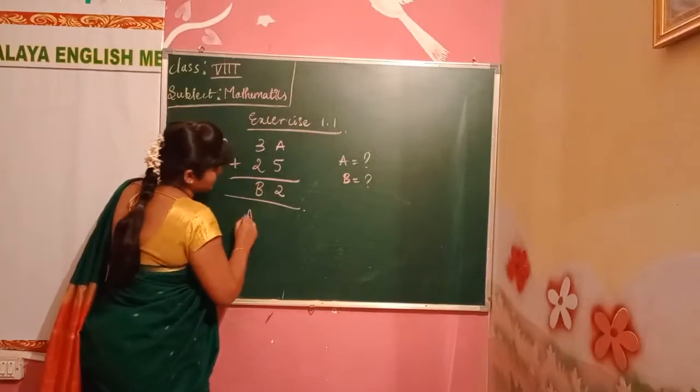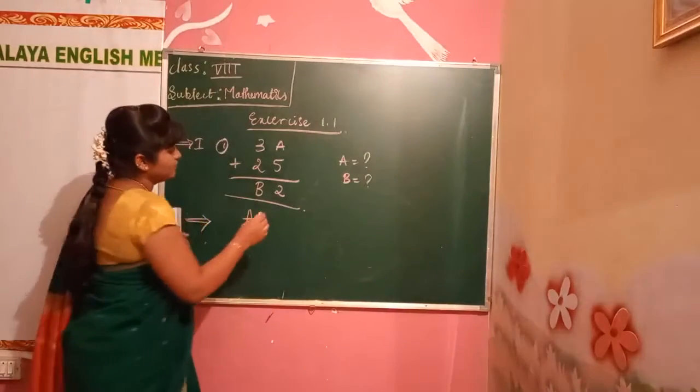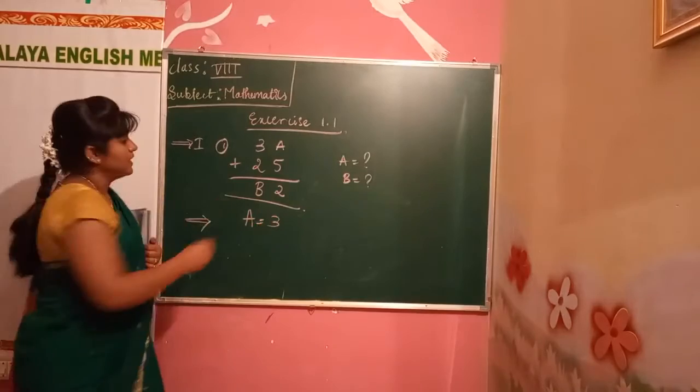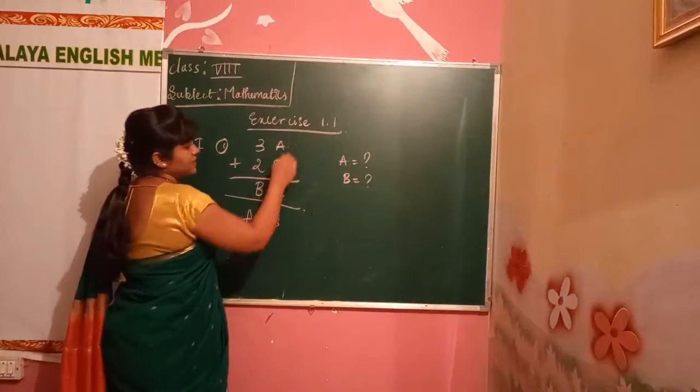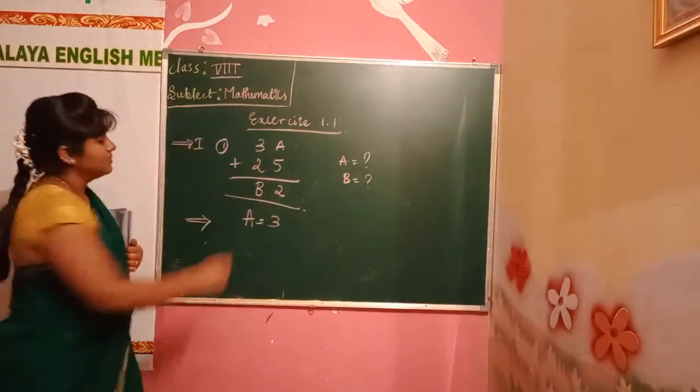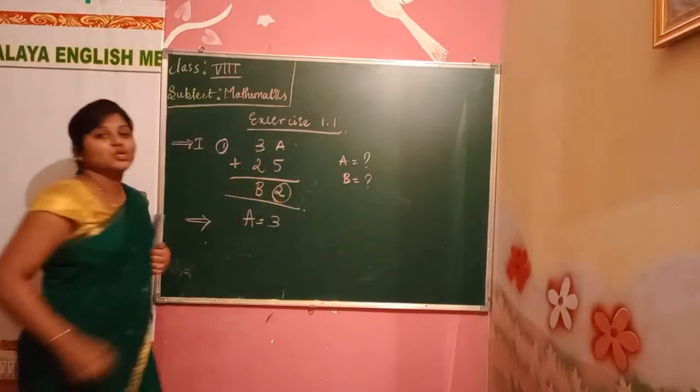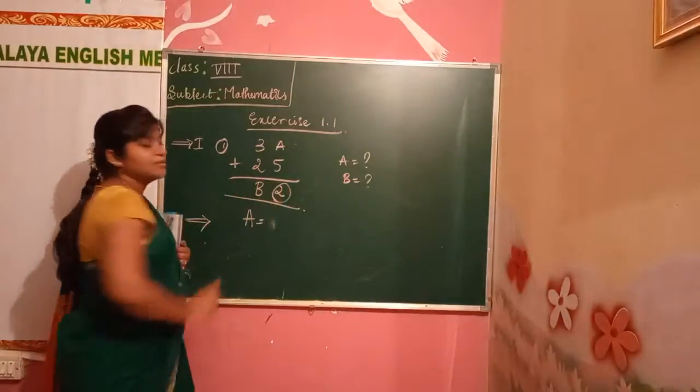Yes, A is equal to... Okay, I'm putting 3 here. A is 3 here. Okay, 3 plus 5, how much? 8. But what answer have they given here? 2. So if we put A as 3, it does not work.